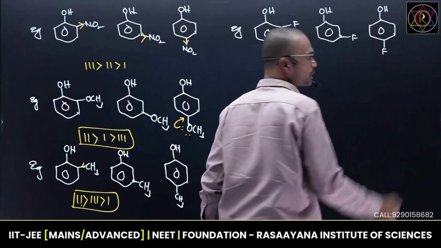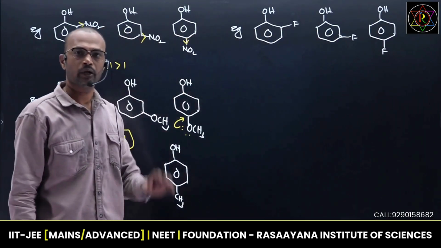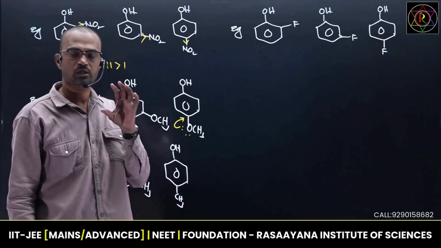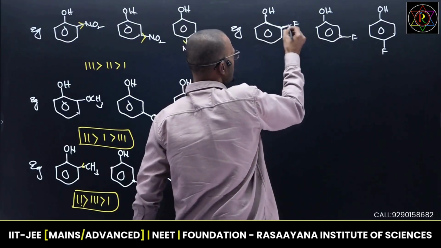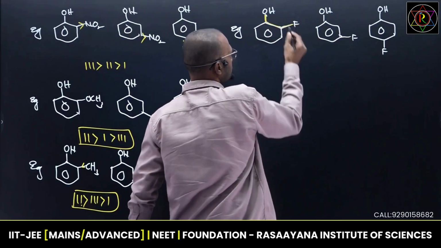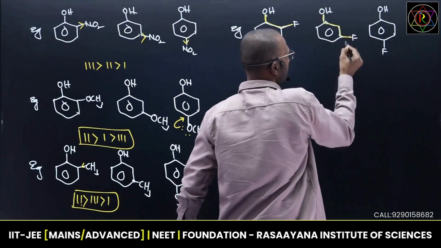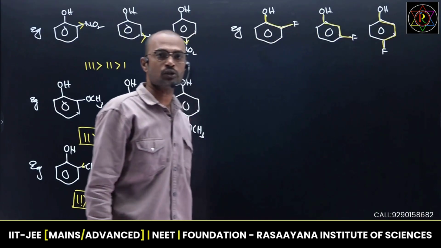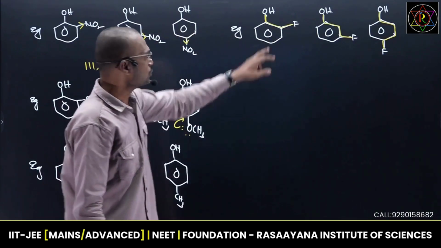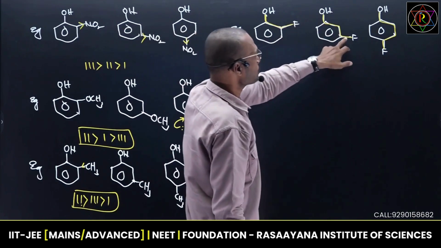Mesomeric effect doesn't operate here. Only the distance factor needs to be considered when halogens are attached at the ortho, meta and para positions. See, this halogen is very close to the phenol hydroxy group. Now this halogen is moving far away. Here, this fluorine is moving far away. As distance increases, inductive effect decreases. So this fluorine is a strong withdrawing group as compared to this one as well as this one.